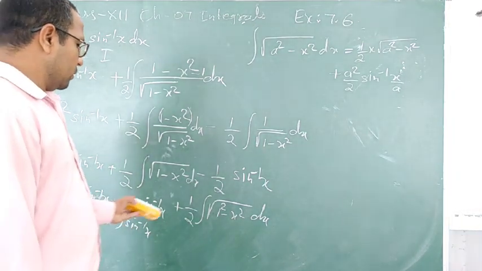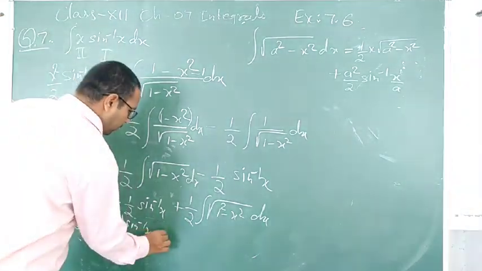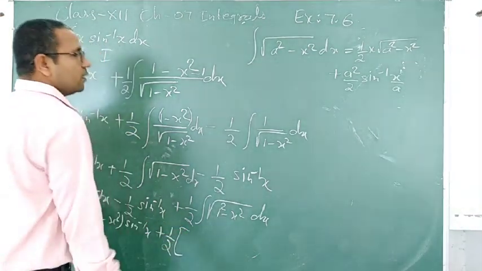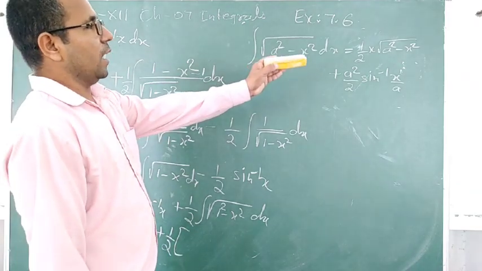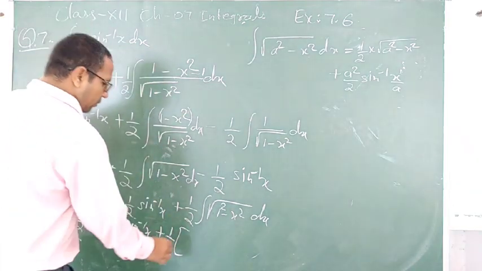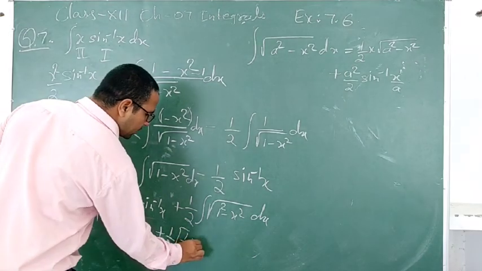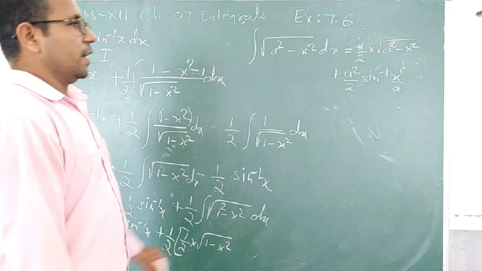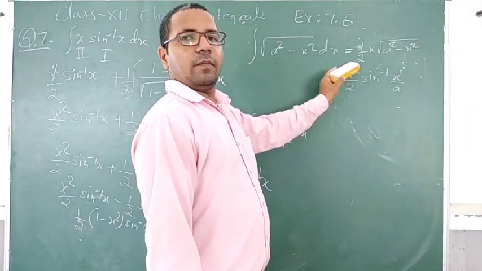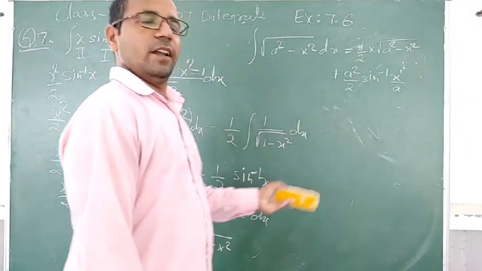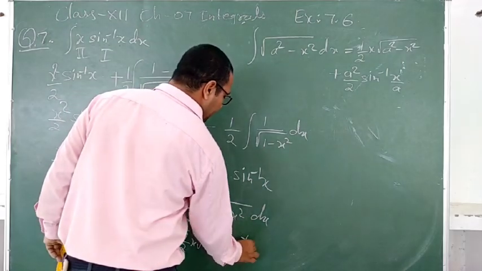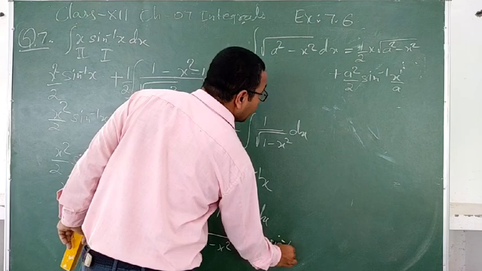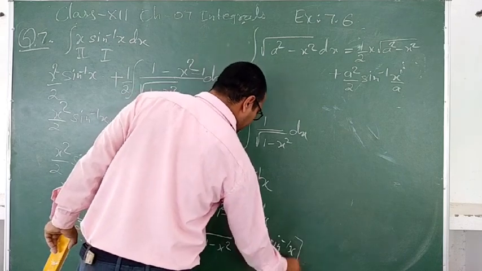So now this one plus 1 by 2 will be as it is, and we have to use this formula. So 1 by 2 x root 1 minus x square. We have got this one. And next thing, a square by 2. A square by 2, that is, a value is 1. So how much will we get here? That is 1 by 2 into sin inverse x. So we will get this much in the bracket.